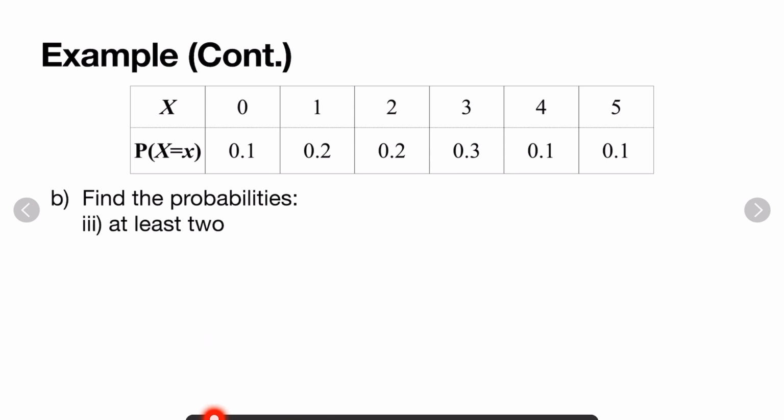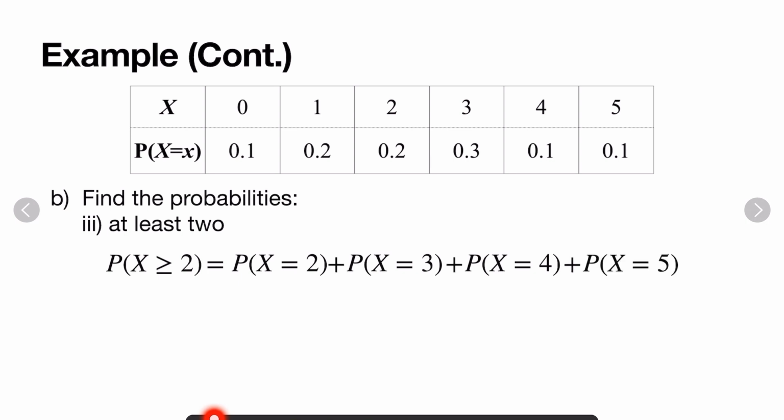At least 2. At least 2 maksud dia apa? Paling sikit 2. So kalau paling sikit 2 mesti greater than or equals to 2. Means included 2. We're going to take the values for x equals to 2, 3, 4 and 5. Okay, sum up all the values of your probabilities. 0.2, 0.3, 0.1 and another 0.1. Okay, so you're going to get 0.7.